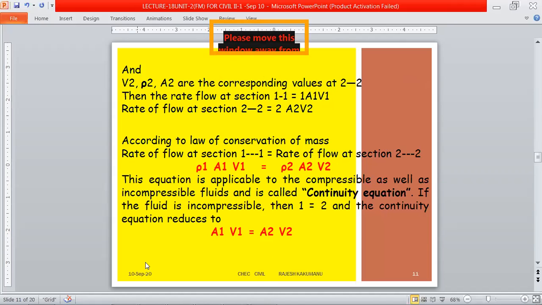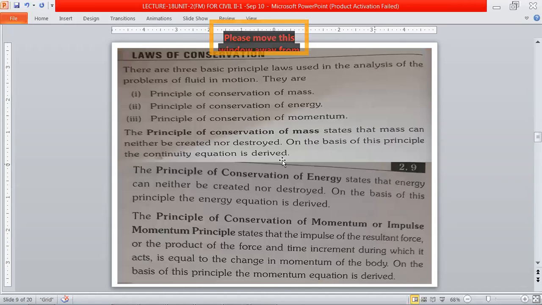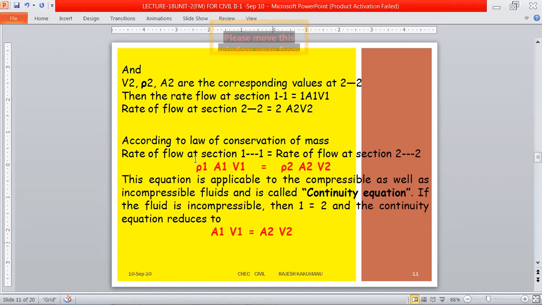Next, the rate of flow. What is the rate of flow at section 1? It is Rho1 into A1 into V1. The rate of flow at section 2 is equal to Rho2 into A2 into V2. According to the law of conservation of mass, the rate of flow at section 1 is equal to the rate of flow at section 2. Both are equal. On the basis of the principle that mass can neither be created nor destroyed, Rho1 into A1 into V1 is equal to Rho2 into A2 into V2.